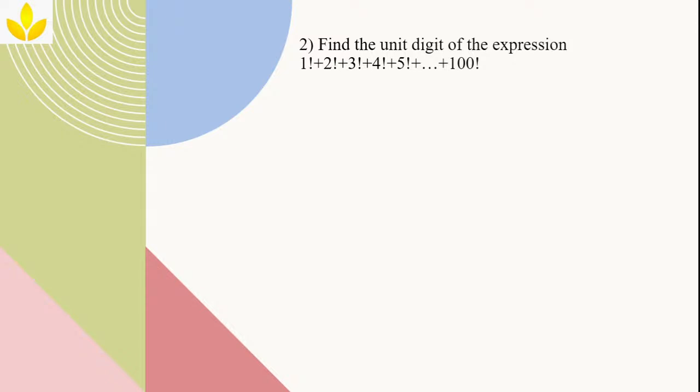The next question, find the unit digit of the expression 1 factorial plus 2 factorial plus 3 factorial till 100 factorial. Is it looking difficult? Don't worry. The question is very simple. How are we going to do it? Let us see. What is 1 factorial? 1. What is 2 factorial? 2 into 1, 2. I hope now all of you know factorial. 3 factorial, 3 twos are 6. So 6.